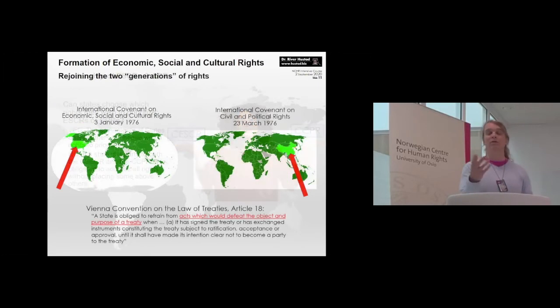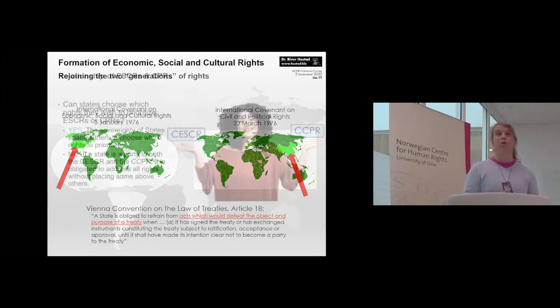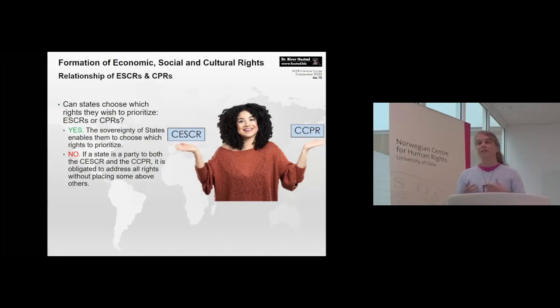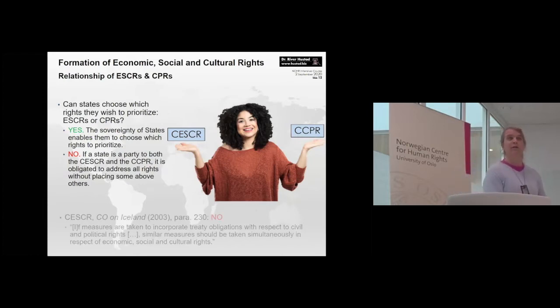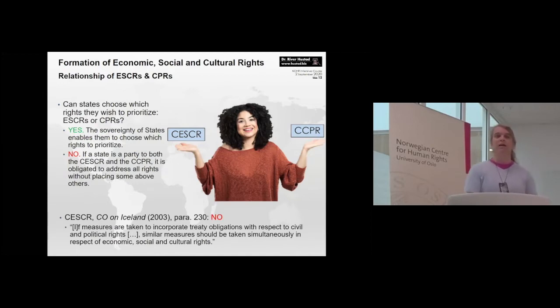both covenants have near universal recognition, do states have the ability to say, well, civil and political rights are more important and we're going to work on those first, and then we'll get to economic, social, and cultural rights afterwards, once we get stabilized with civil and political rights? Well, the Committee on Economic, Social, and Cultural Rights has said no. It says that similar measures should be taken simultaneously in respect of economic, social, and cultural rights.